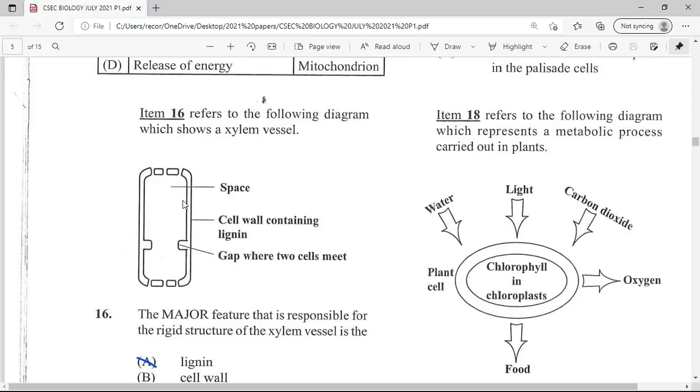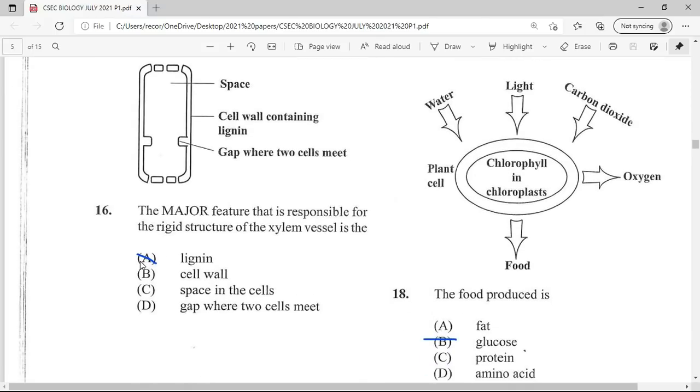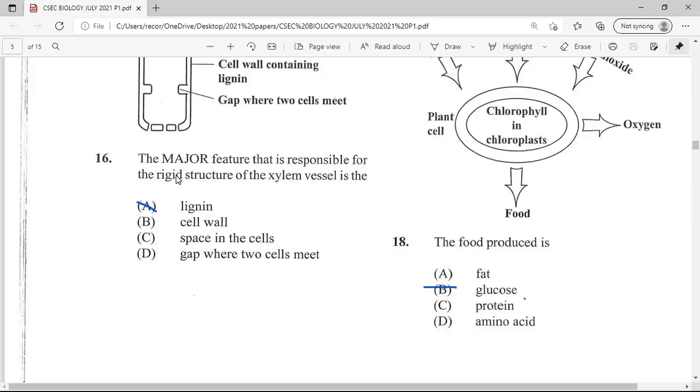Now, the cell containing lignin. Lignin is made of cellulose, which makes this thing, we like to say, really lignified or tough. One would love to say rigid, that type of thing. This is pretty much a gap where the cells meet. So we're seeing the gaps here where the cells are stacked on each other to form this hollow column. Now, the major feature that is responsible for the rigid structure of a xylem is, of course, going to be lignin. We say that it is dead and all of that. Now, persons are going to be carried away by cell wall, but the answer here is going to be the lignin, which is, of course, made of cellulose, and it will cause this to be really rigid.